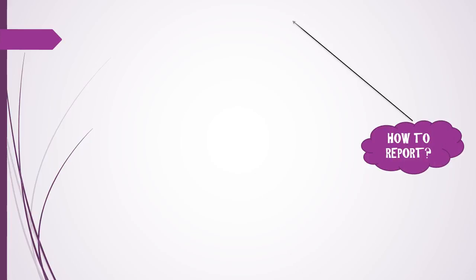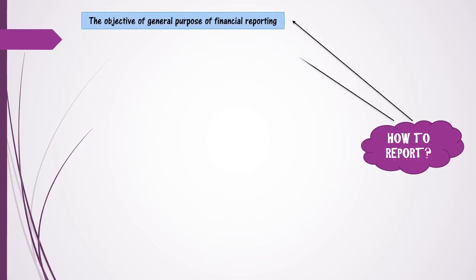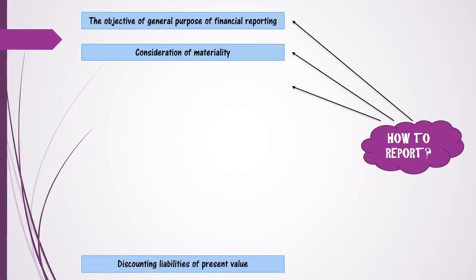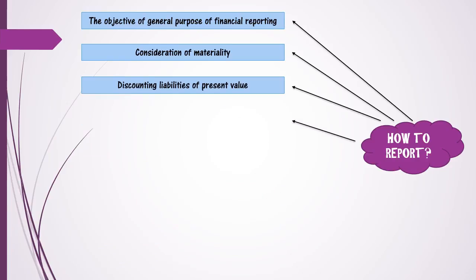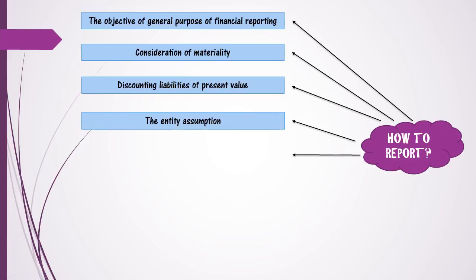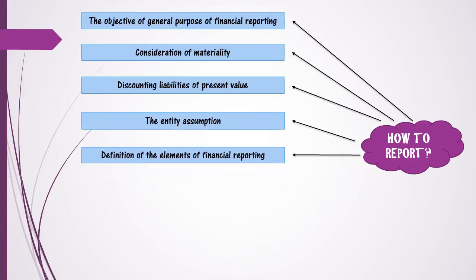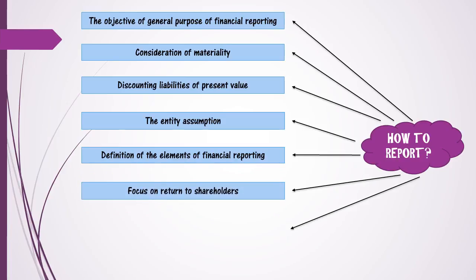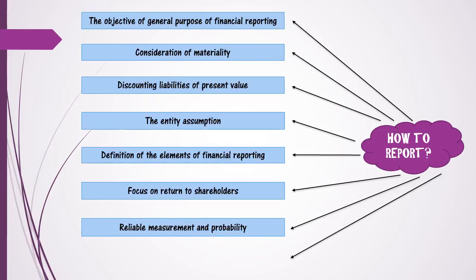This stage discusses the limitations of traditional financial reporting in assessing the reporting of social and environmental performance. It consists of several steps, which are objective of the general purpose of financial reporting, consideration of materiality, discounting liabilities to present value, the entity assumption, definition of the elements of financial reporting, focus on return to shareholders, issues of reliable measurement and probability, and focus on short-term results.